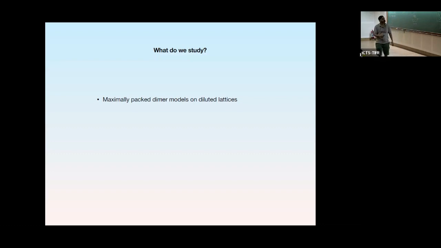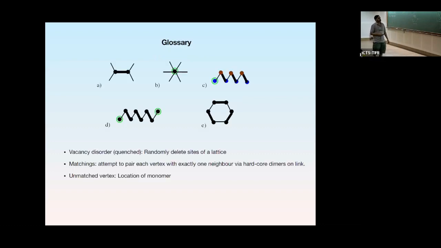So let me unpack that. So let me start with a glossary of terms. So when I say diluted, I mean vacancy disorder, quenched. So randomly some sites are deleted from a lattice. This can in various physical contexts model various kinds of things. I'll talk about that a bit later.